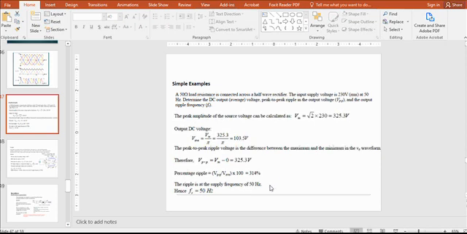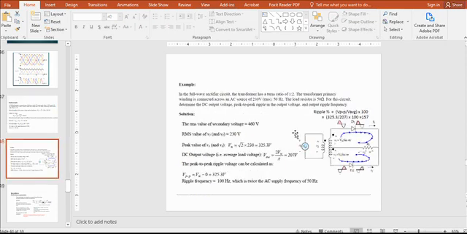So we know that the output frequency of the half wave rectifier is the same as the supply, but in the case of the full wave rectifier it is double. So our next problem comes here.